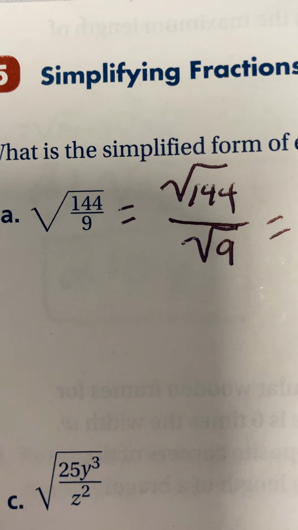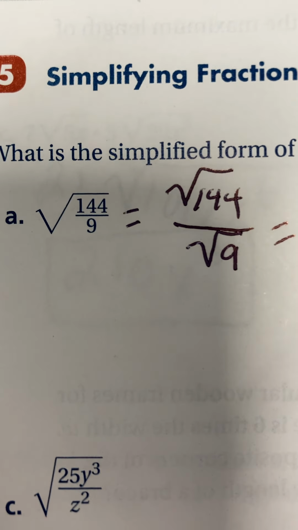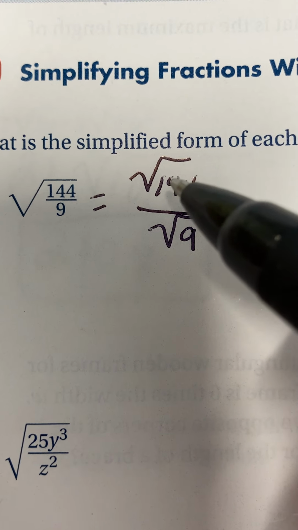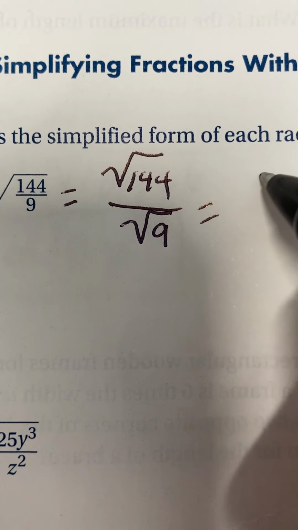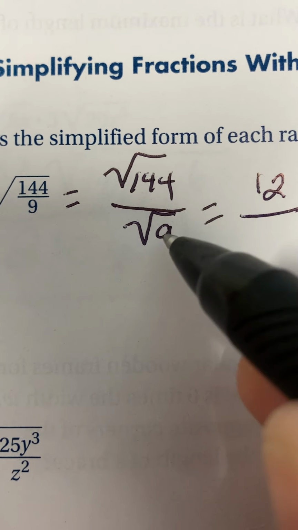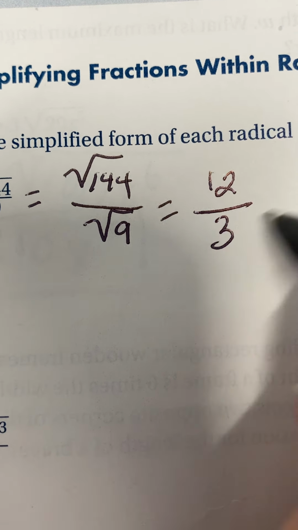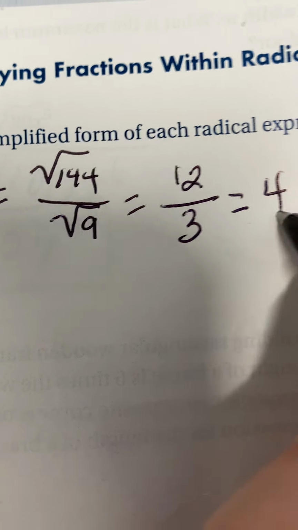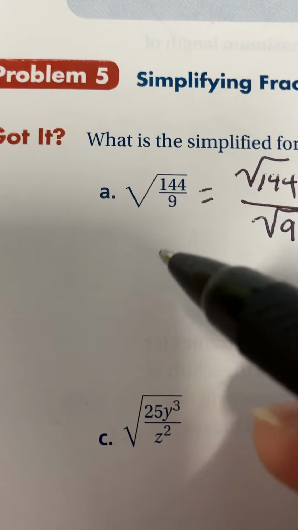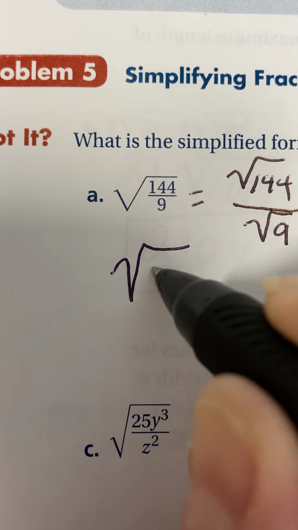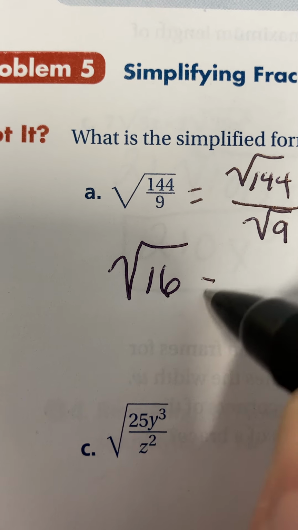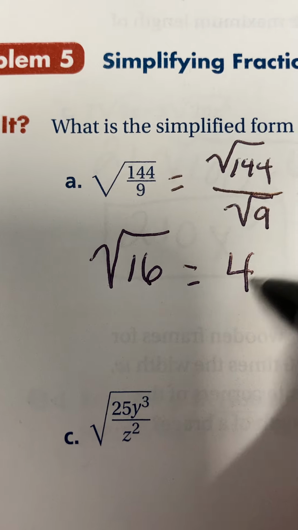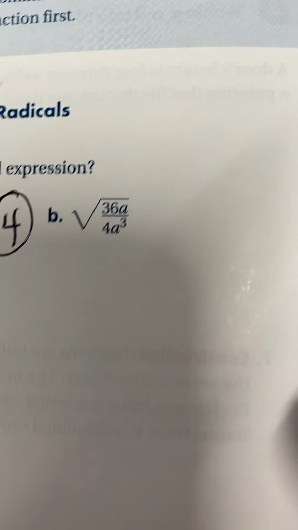You can take 9 into 144. A lot of different ways you can do this, but I'm going to go ahead and split it up like this because I know they're both perfect numbers. The square root of 144 is 12. The square root of 9 is 3. 12 divided by 3 is 4. That simply comes out to be a 4. If I had divided it in earlier, I would have gotten the square root of 16 because 144 divided by 9 is 16. And then I would have said the square root of 16 is 4. So it does not matter which way you do it.